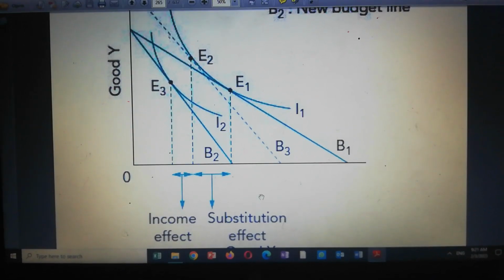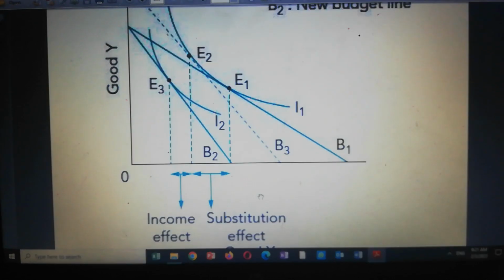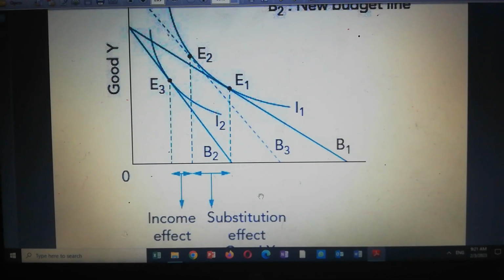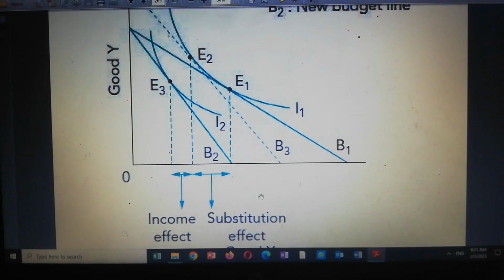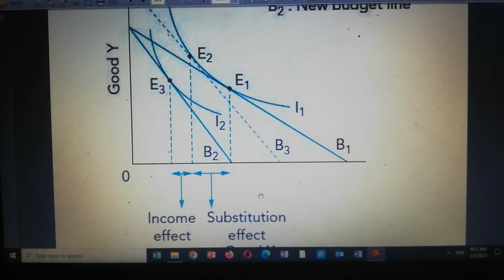So please take note, there is not going to be an automatic shift from B1 to B2. There will be creation of an imaginary budget line 3, where the consumer moves from equilibrium point 1 to equilibrium point 2 along the same indifference curve, because now good X price has gone up. Such a movement will happen. So that is how that particular movement takes place, resulting in a new budget line B2.